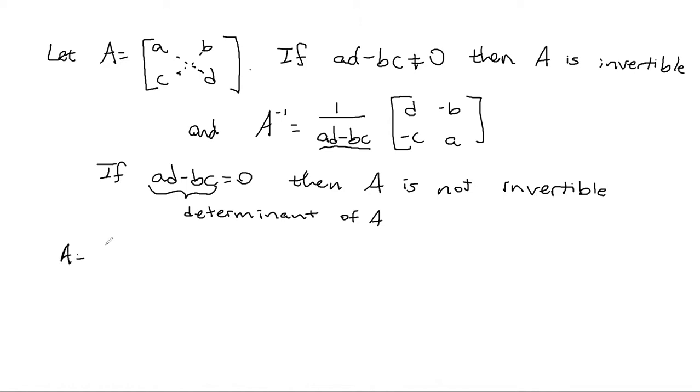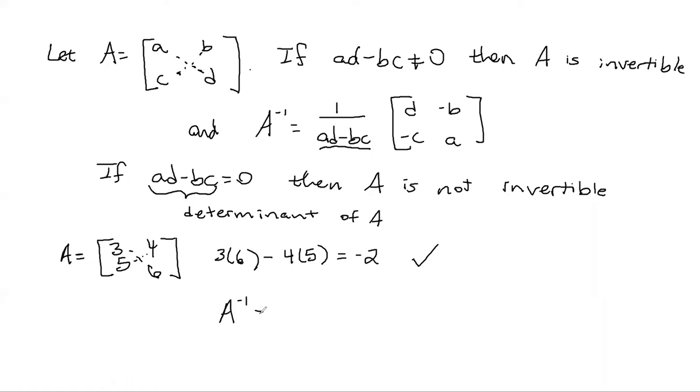So let's say A equals 3, 4, 5, 6. All right, we want to know if A is invertible, and if so, what its inverse is. So our first step is we want to take the product of the on-diagonal entries and subtract the product of the off-diagonal entries. So 3 times 6 minus 4 times 5. This will give us 18 minus 20, which is -2, which notably is not 0. So A is invertible.